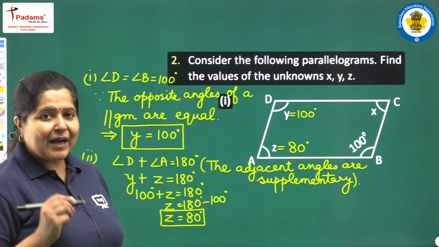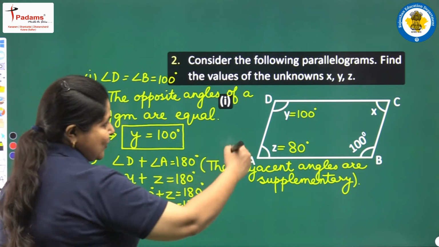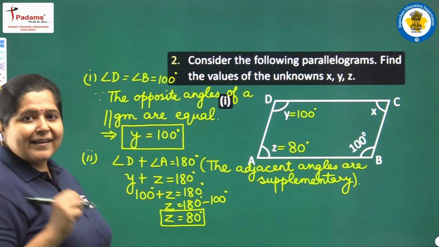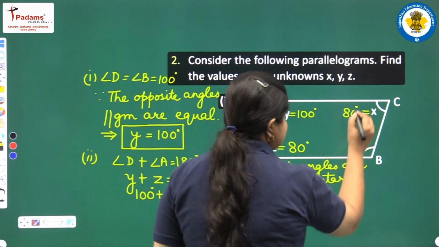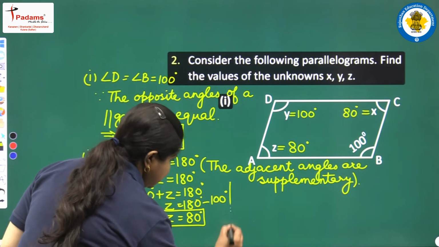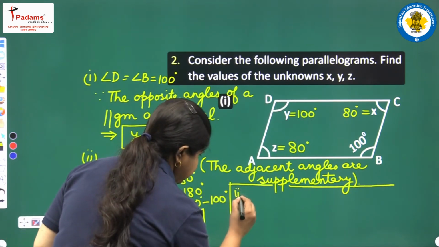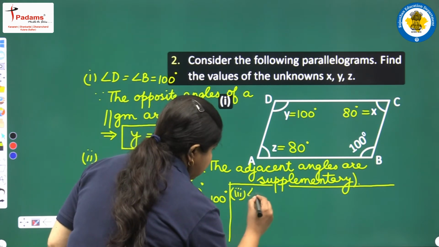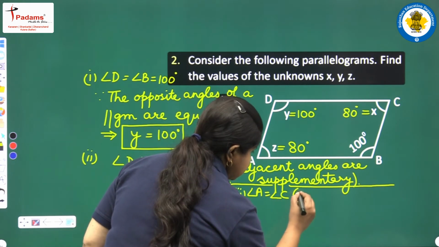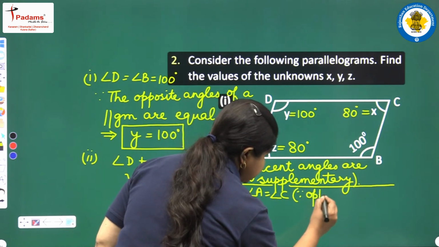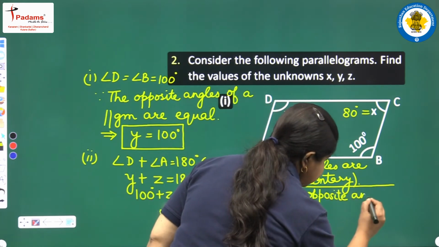Now what can you say about x? It is very easy now. You can easily recall that the opposite angles are equal and so this x will also be equal to 80 degree. So we can write here the third part. Angle A is equal to angle C since opposite angles are equal, or we can write opposite angle property.